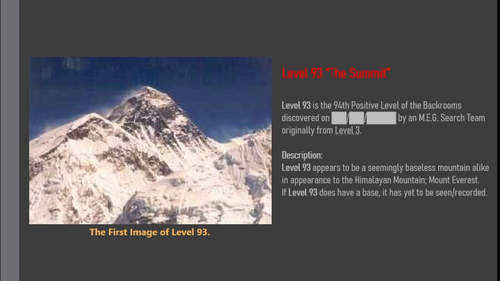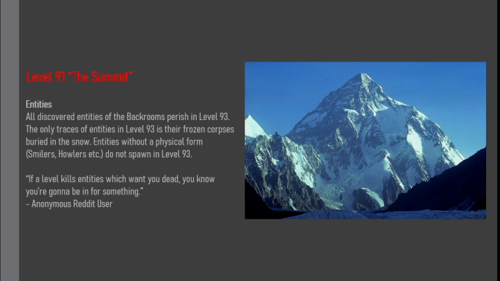If level 93 does have a base, it has yet to be seen/recorded. Entities. All discovered entities of the backrooms perish in level 93. The only traces of entities in level 93 are their frozen corpses buried in the snow. Entities without a physical form, smilers, howlers, etc., do not spawn in level 93. "If a level kills entities which want you dead, you know you're gonna be in for something." Anonymous Reddit user.